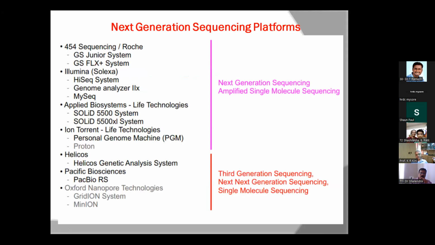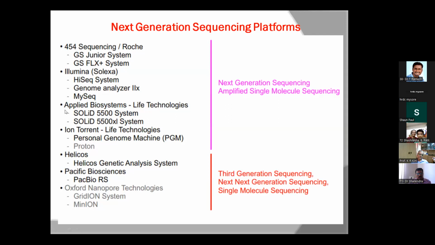So in the early 2000s, several next generation sequencing platforms came up across the world. One of the pioneers was the Roche 454 sequencing system. They came up with several machines like the GS Junior and GS Flex. Then Illumina came up with several machines. Applied Biosystems came up with the SOLiD system. Then Ion Torrent is another revolutionary technology, based on semiconductor detection. Then Helicos. So these are the four important next generation sequencing technologies.